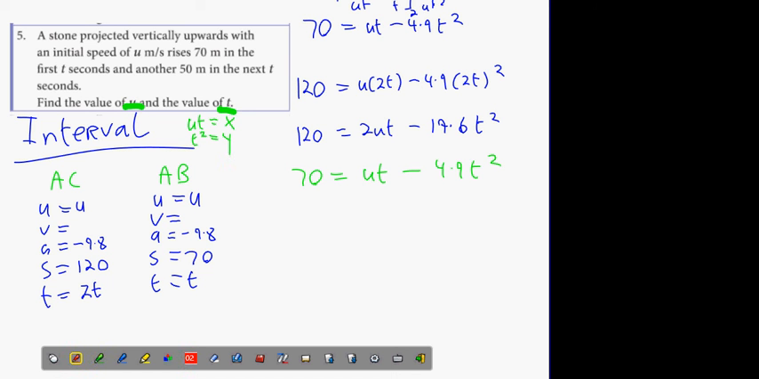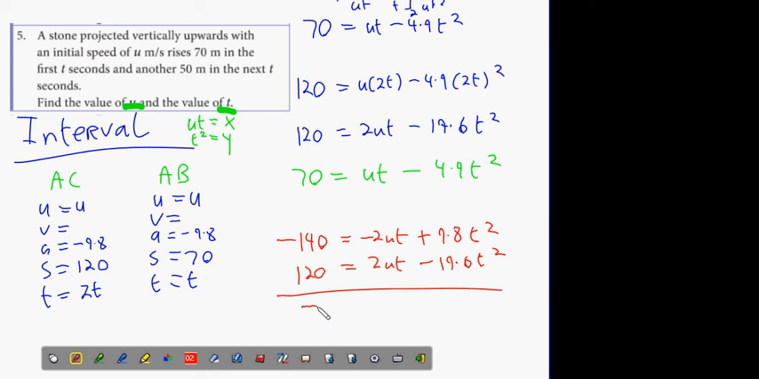So we're going to get minus 140, minus 2ut, plus 9.8t squared. Add it on to 120, 2ut, and then what else is there? Minus 19.6. And then we're going to find out that minus 20 equals minus 9.8t squared. Divide 20 by 9.8.